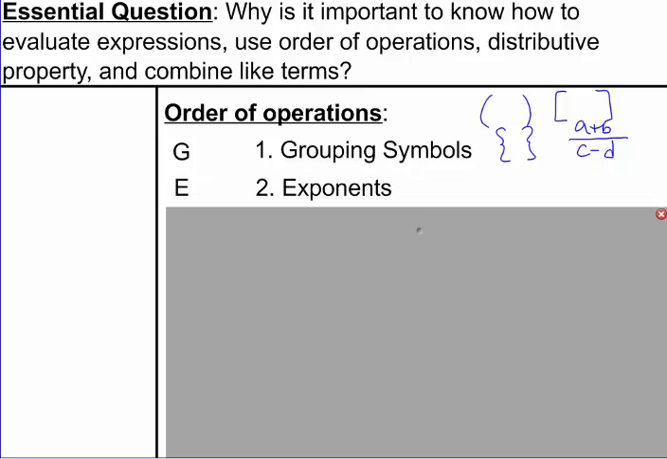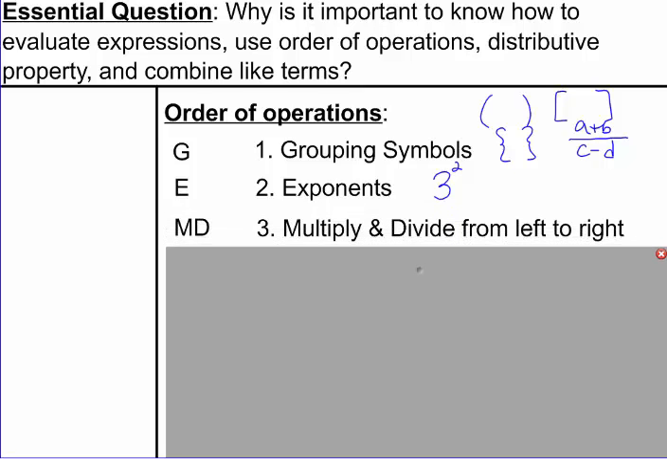Then you have the E. E is still exponents, so that's when you have like 3 to the second power. You would have to do that part after you do all the grouping symbols, before you do any of the rest.